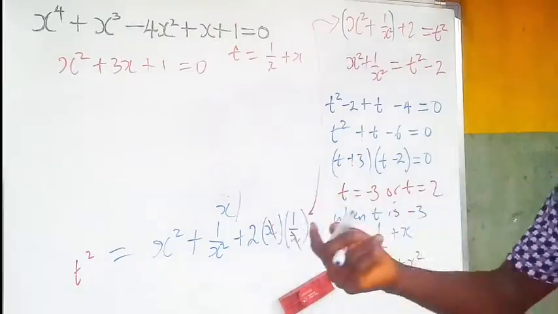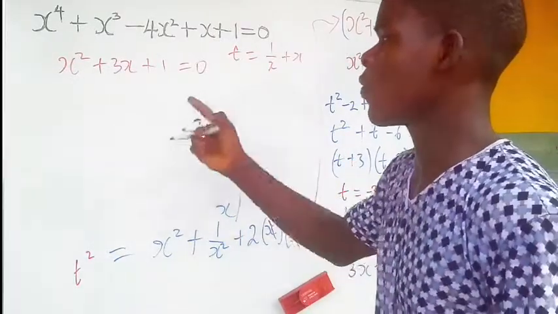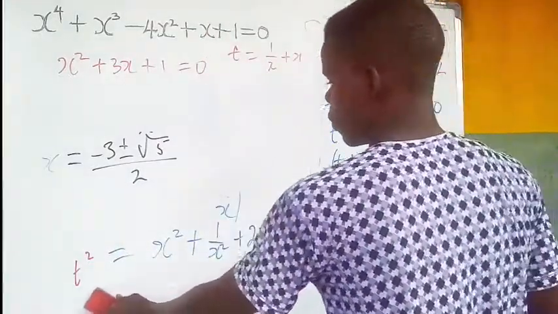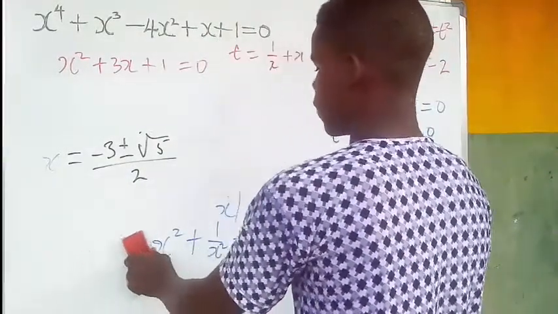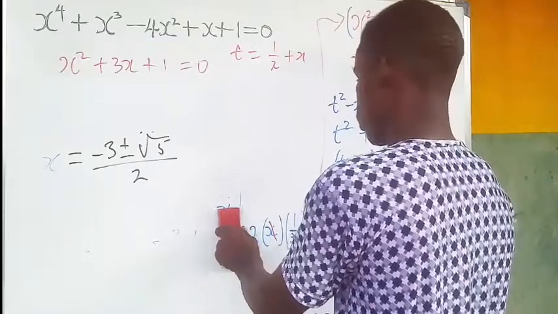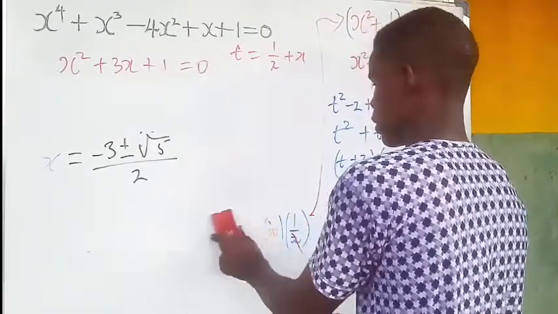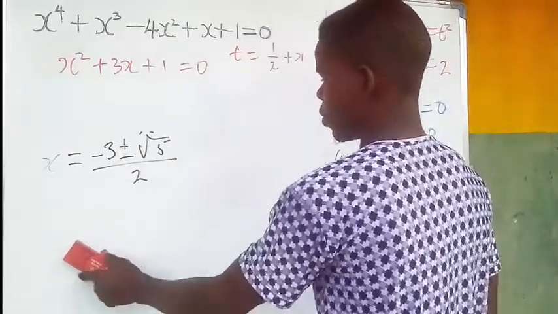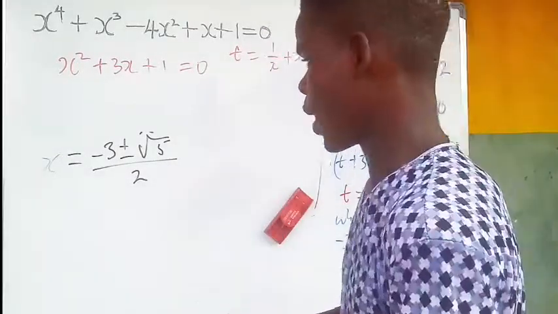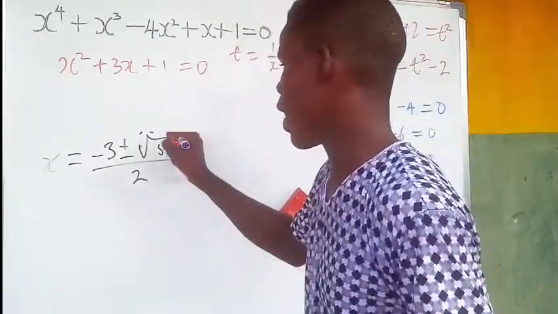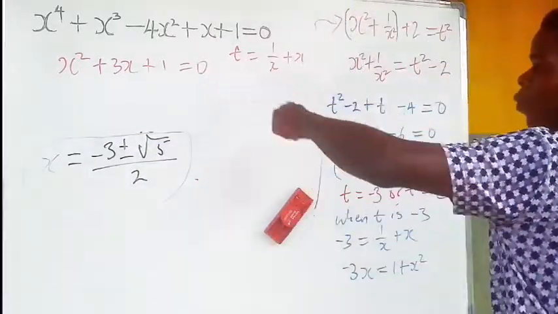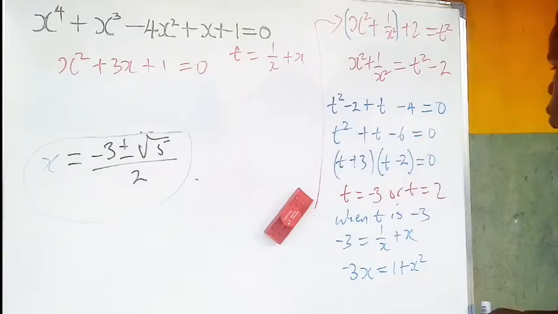This results in another quadratic equation, so we're solving for the values of x here. The values of x are negative 3 plus or minus square root of 5, all over 2, and those are the two values of x. Remember I said we'll be having 4 values of x. So what about the other two?